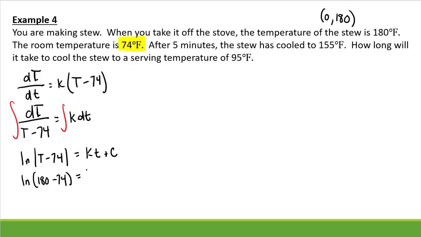Okay, so let's now plug that back in. So I'm going to carry this on up here. And so now I have the ln of T minus 74. I don't need those absolute value signs. Actually, let me erase that and put in a parenthesis, because hopefully the temperature is not going to drop below 74. That wouldn't make sense if you think about it.